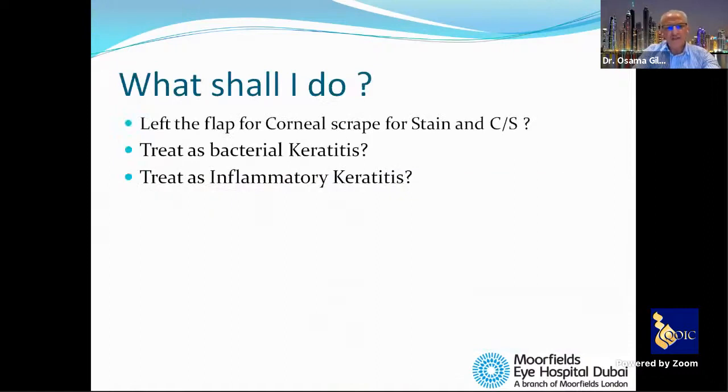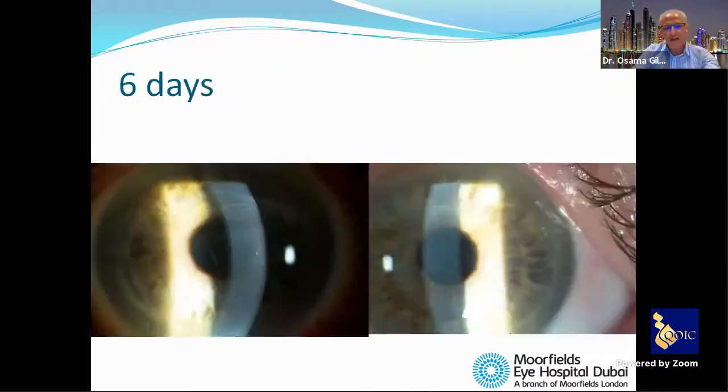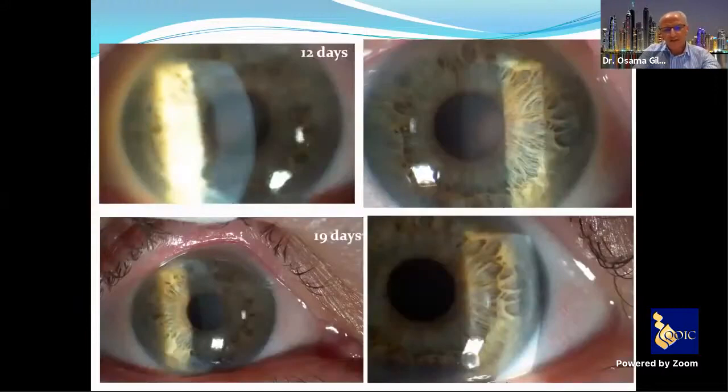At that time, shall I lift the flap, do corneal staining, scraping, or treat it as bacterial or inflammatory keratitis? For me, because there's not much pain for this patient and the infiltrate extended outside the flap margin, it looked more like inflammatory keratitis than infective. So I increased the steroid to 2 hourly. I kept the Vigamox 4 times a day, but because I was thinking about blepharitis-related disease, I added Fucithalmic and doxycycline for the melting, and reviewed in the next few days. The infiltrate started to improve slowly over about 2 weeks. Everything cleared up, the patient was very happy, and the vision was maintained very well.